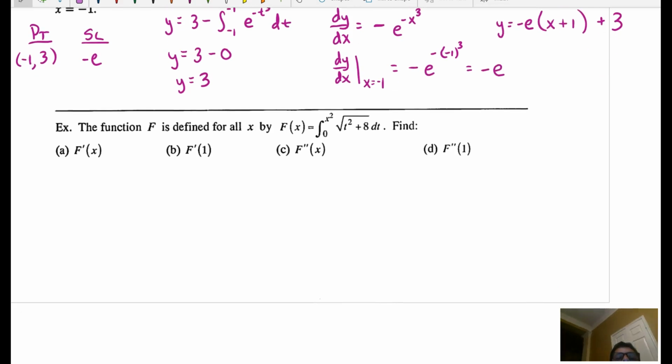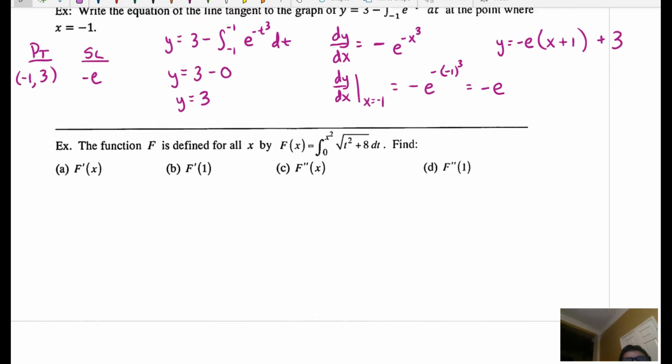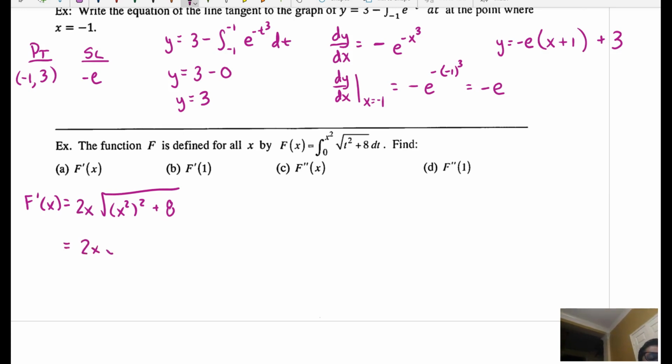And then the last one, we're finding the values of each of these statements. So first finding f prime of x. So f prime of x, taking the derivative of an integral where the upper limit's a function of x. I'm going to plug the upper limit into the integrand. So replacing t squared plus 8, replacing t with x squared, plugging the upper limit into the integrand, times the derivative of the upper limit. The derivative of x squared is 2x. And then a little simplifying, this is 2x times the square root of x to the fourth plus 8. That's f prime of x.